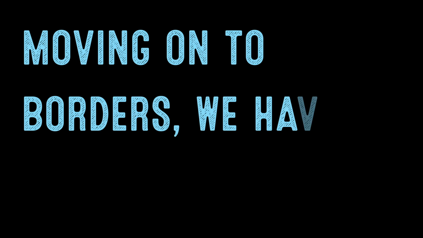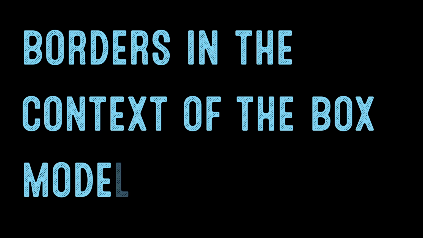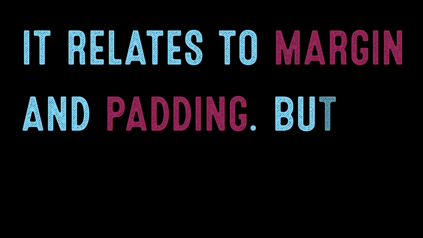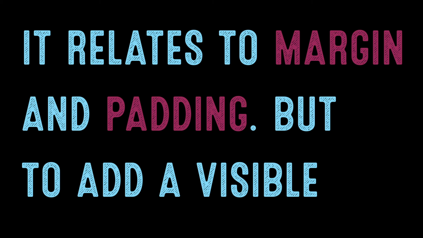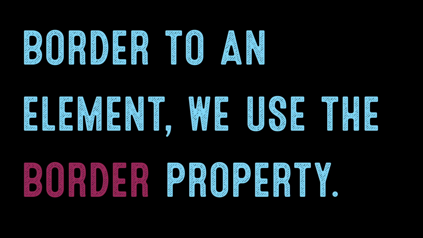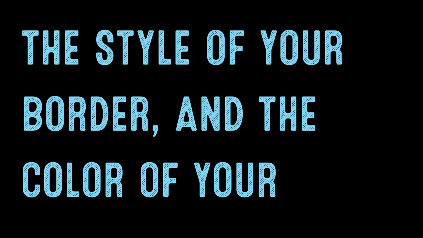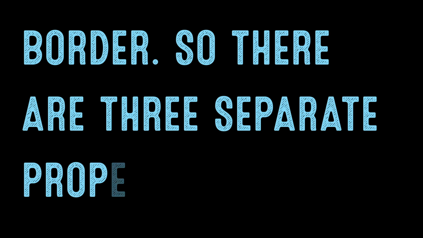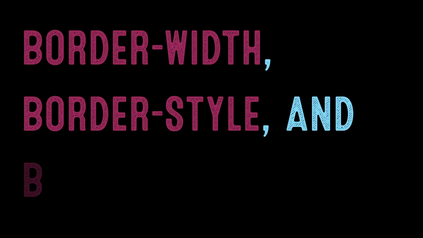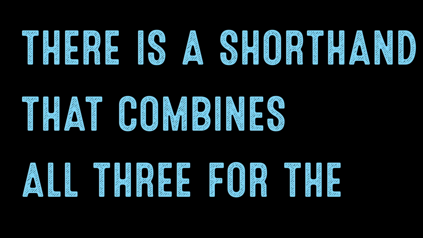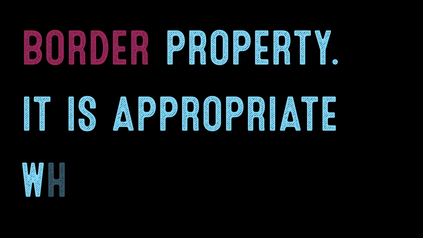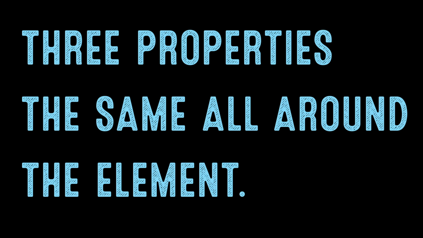Moving on to borders, we have talked about borders in the context of the box model and how it relates to margin and padding. But to add a visible border to an element, we use the border property. The browser needs to know how wide your border is, the style of your border, and the color of your border. So there are three separate properties: border width, border style, and border color. There is a shorthand that combines all three for the border property. It is appropriate when you want all three properties the same all around the element.